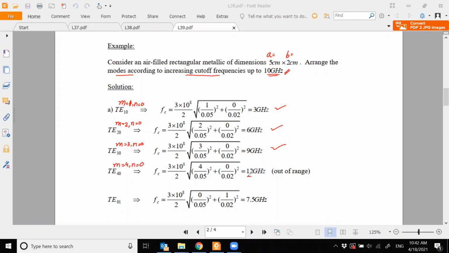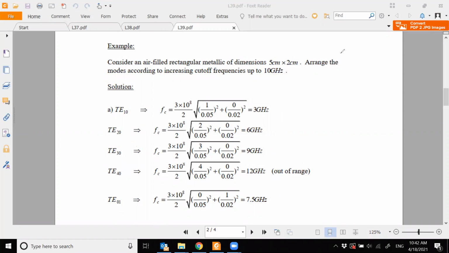9 gigahertz is okay. Then m is equal to 4 and n is equal to 0. Now it is becoming 12 gigahertz, so it is out of range. So stop here. Then what we will do, we will go back and repeat for m, but by making n is equal to 1. Let's see here, n is equal to 1 and m is equal to 0. So it is 7.5 gigahertz.